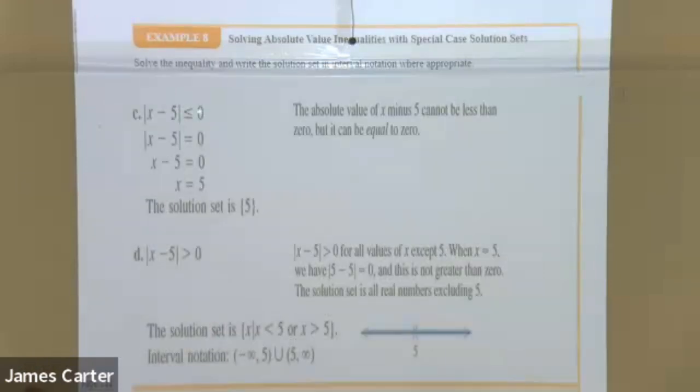Problem C, less than or equal to 0. If it's equal to 0, it's okay. But it can't be less than 0. So the answer is just what you get if it is equal to 0. On problem D, if it's greater than 0, you work out the problem. In this case, x is less than 5 and x is greater than 5, and you get a union gap with a graph that looks like this.